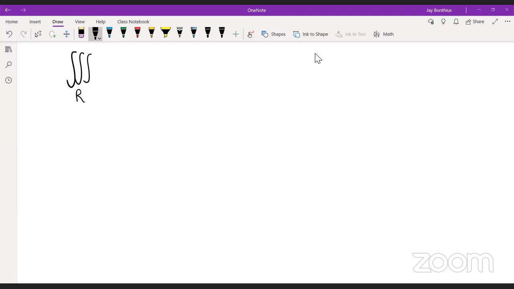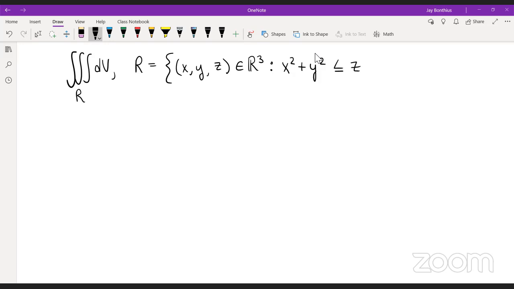Okay, so we're going to find the triple integral over the region R, where R is all points x, y, z in R3 such that x squared plus y squared is less than or equal to z, which is less than or equal to the square root of x squared plus y squared.